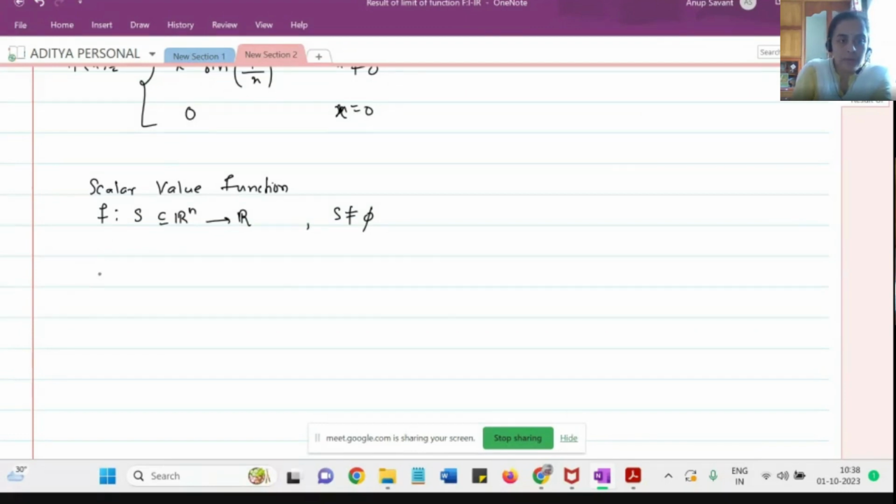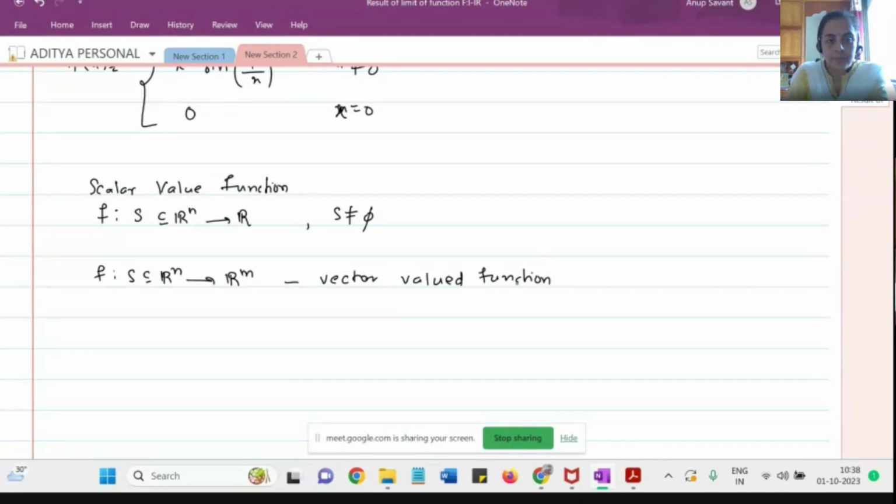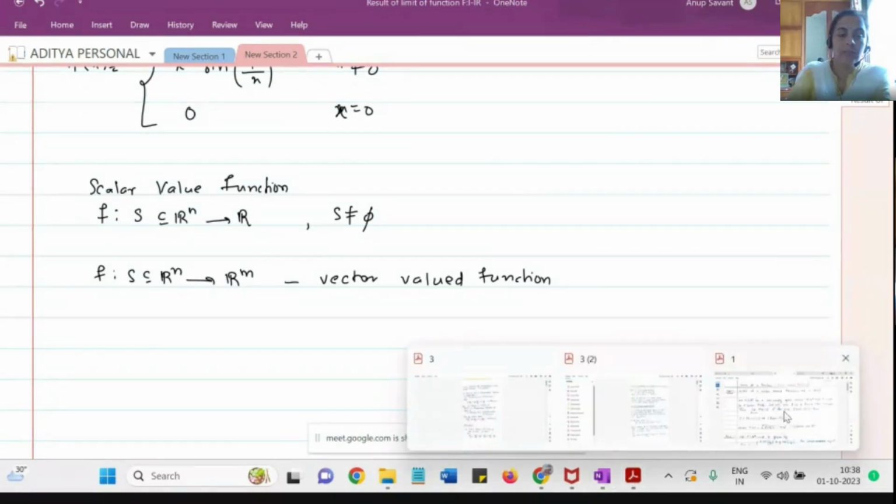For a vector valued function, the codomain is going to be Rn. I'm not getting into the formal definitions of these two functions. Anyway, they will appear in the definitions which I'm going to do ahead. But just to give you a brief idea about the difference between scalar valued and vector valued function, I thought I will brief you this.